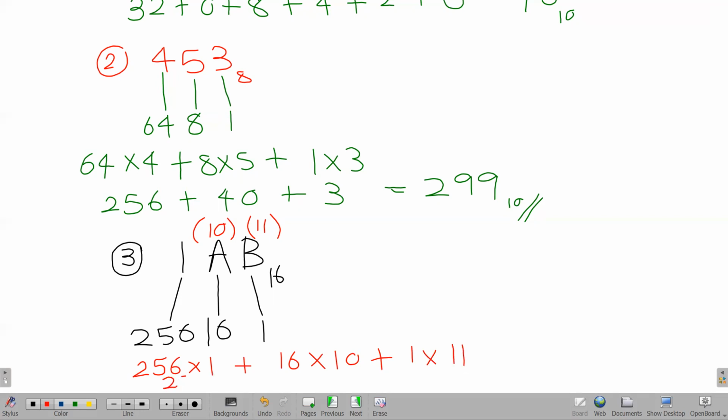Which gives me 256 plus 160 plus 11. So how is it going to be? 6 plus 0 plus 1 is equal to 7. And 5 plus 6 is 11. 11 plus 1 is 12. So it's just 2, and 1 is remaining. So at the end of it, it's 427 in decimal. All right, so that's the one.